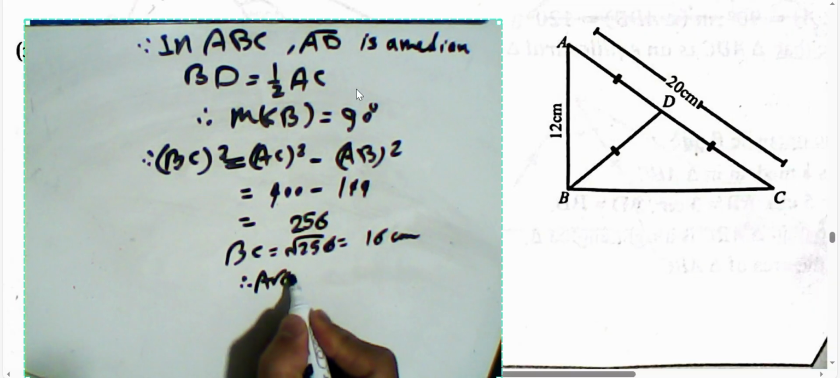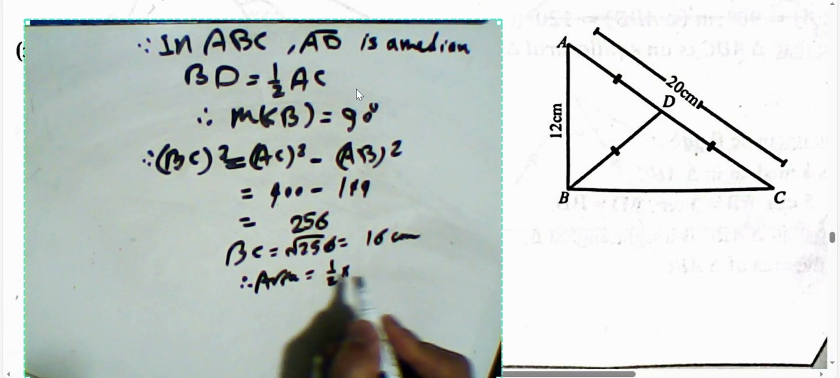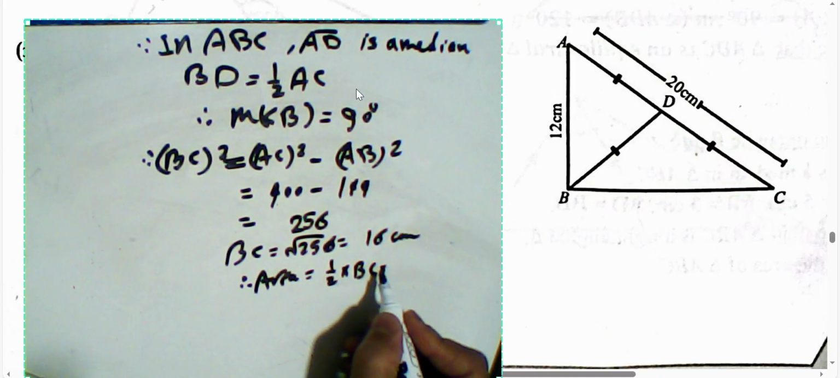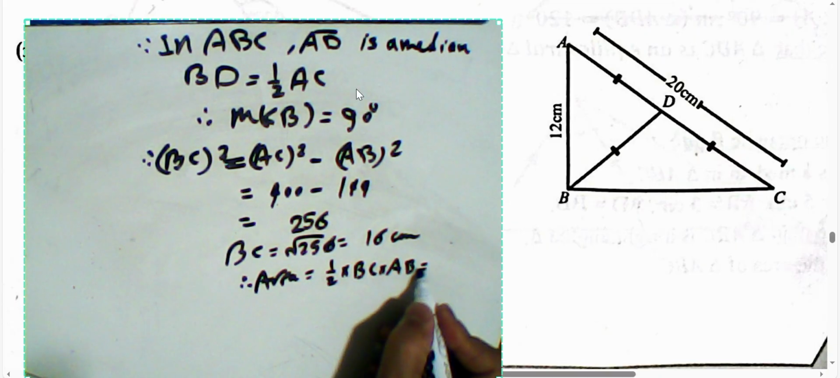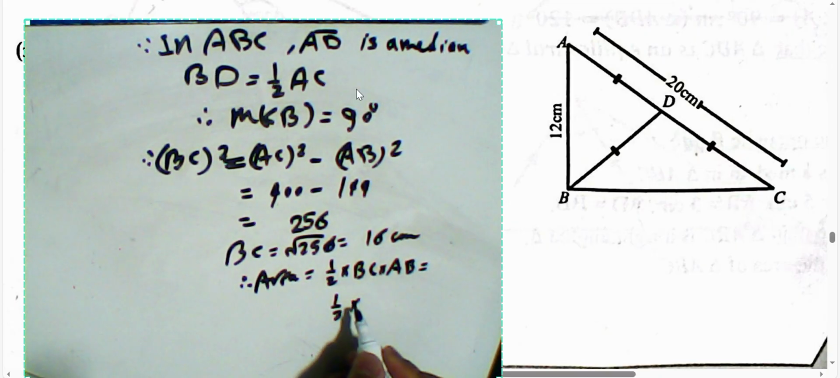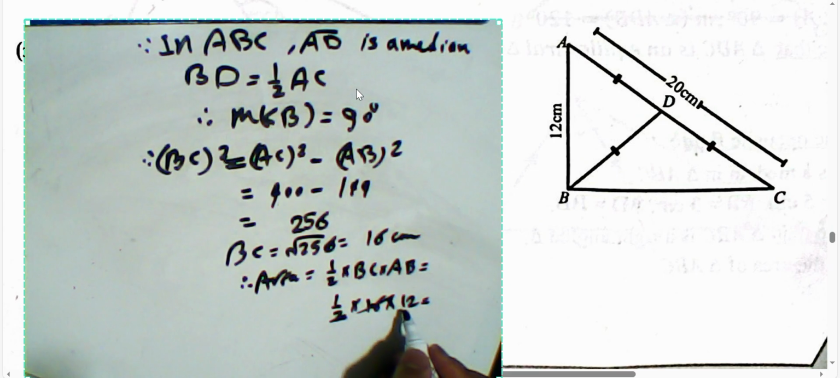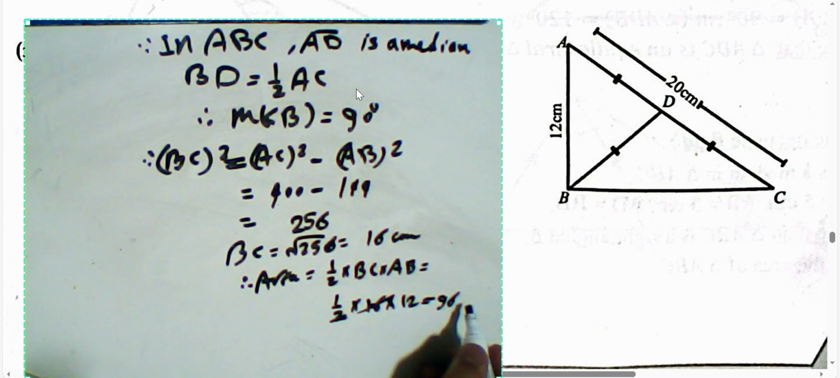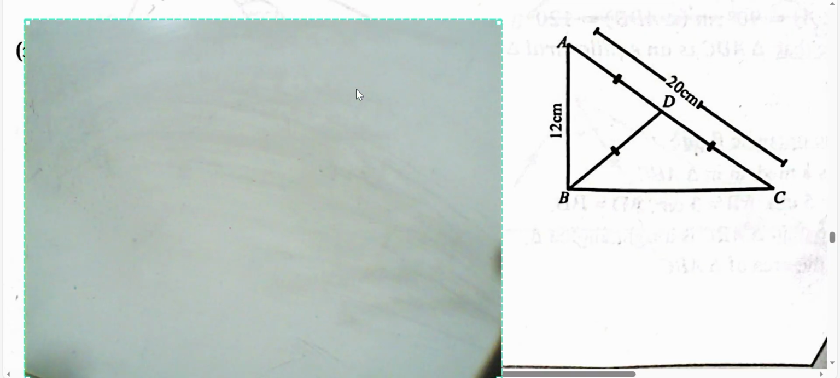Then the area of the triangle will be half times base times corresponding height. Half of BC, which was 16, and the height was 12. Half of 16 is 8, 8 times 12 equals 96 square centimeters. Next question.